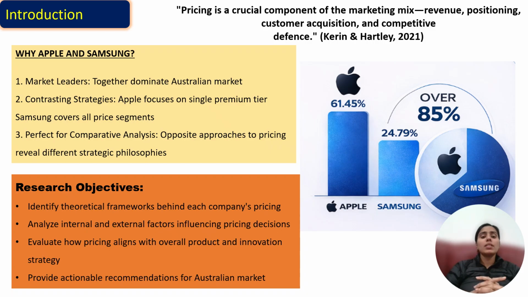The first one is the role of pricing, which is essential for revenue, positioning, customer acquisition, and competitive defense. Why Apple and Samsung? They are dominant market leaders in Australia with heavily contrasting strategies. Apple targets a single premium tier while Samsung covers all price segments.